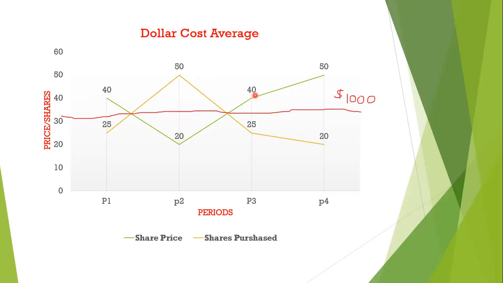When the price goes back to 40, it comes down again. The number of shares goes down to 20 shares. And when the price goes to 50, the number of shares goes down to 20. So if you now add the prices and the number of shares, you get the total number of shares that you bought over that period of time that you had been investing the fixed dollar amount of 1,000 every month. So that is the graph illustration.